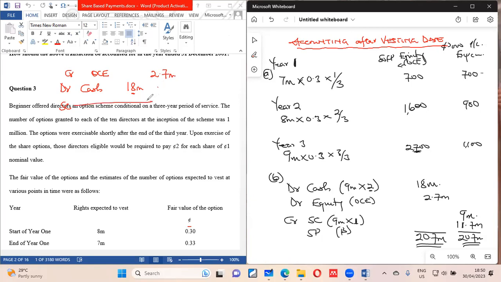9 million. The stated capital, 9 million. With our share premium, 9 million. So therefore, if we are now reversing this, we will debit our OCE with this figure, 2.7. Are you getting it? So that it cancels this one off. But when you cancel it off, it balances. You have the same thing here. All right, so that is what we are trying to do.